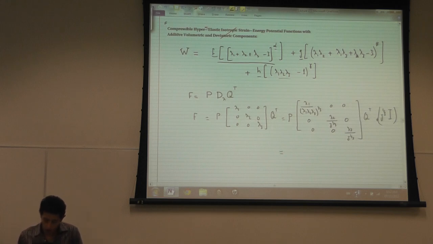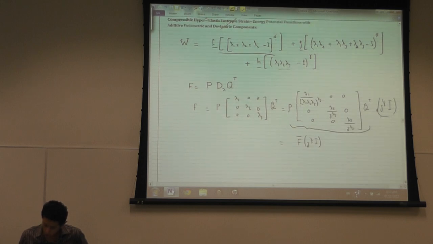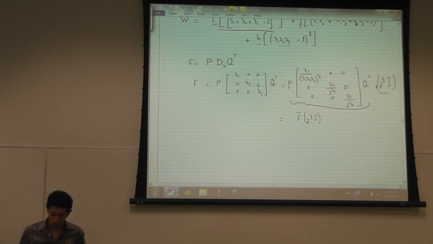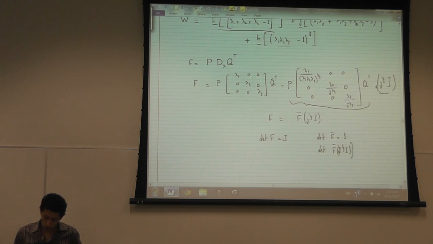And I'm going to call this term F bar, and this term I'll just leave as J power 1 over 3 I. You can see I haven't done anything, because the determinant of F is equal to J, and the determinant of F bar, you'll find, is equal to 1, and the determinant of F bar times J power 1 over 3 I will be equal to J.